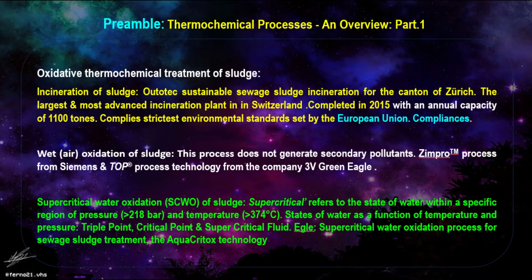Further, we have supercritical water oxidation of sludge. Supercritical refers to the state of water within a specific region of pressure greater than 218 bar and temperature greater than 374 degrees centigrade. States of water as a function of temperature and pressure: triple point, critical point, and supercritical fluid. Example: supercritical water oxidation process for sewage sludge treatment using Aqua-Critox technology.